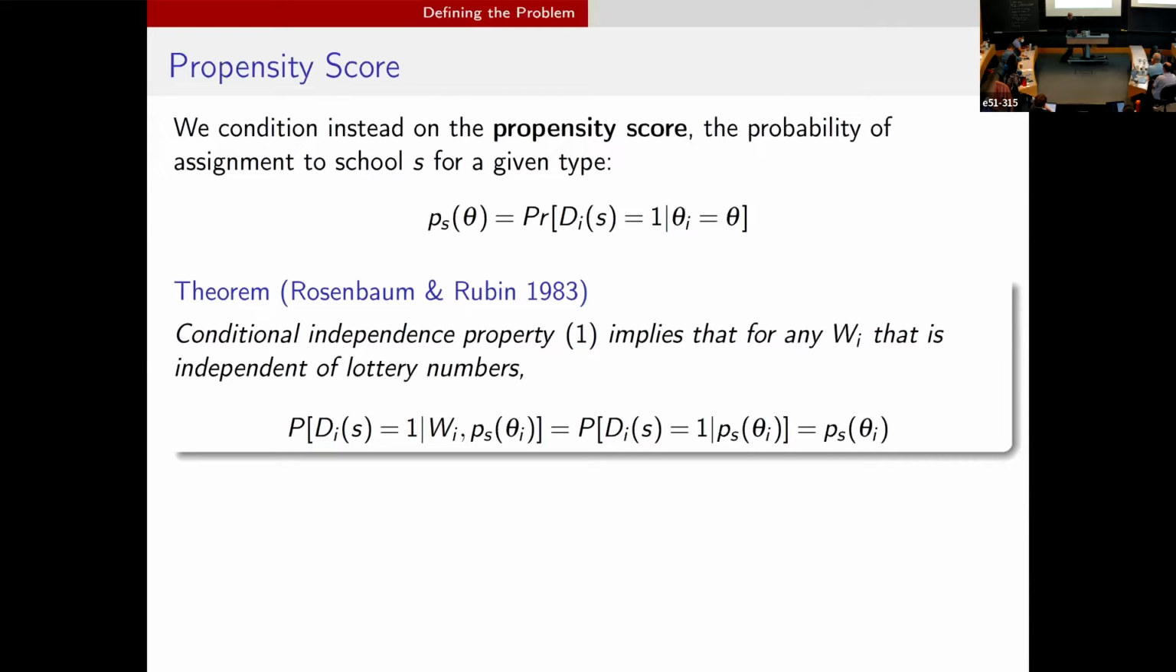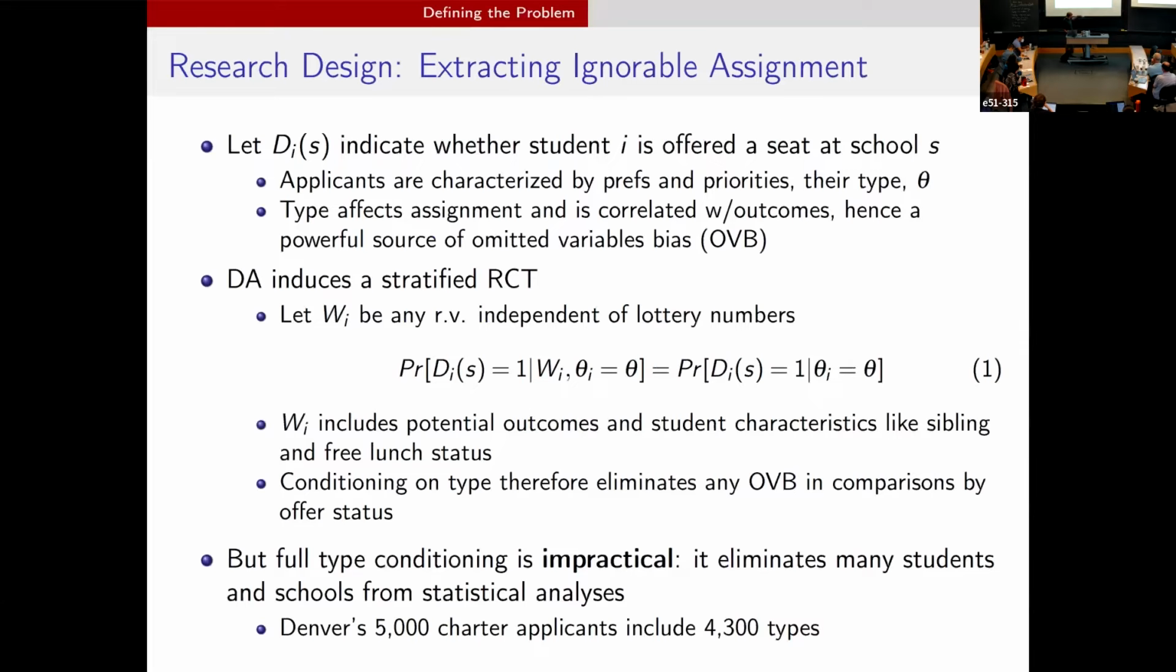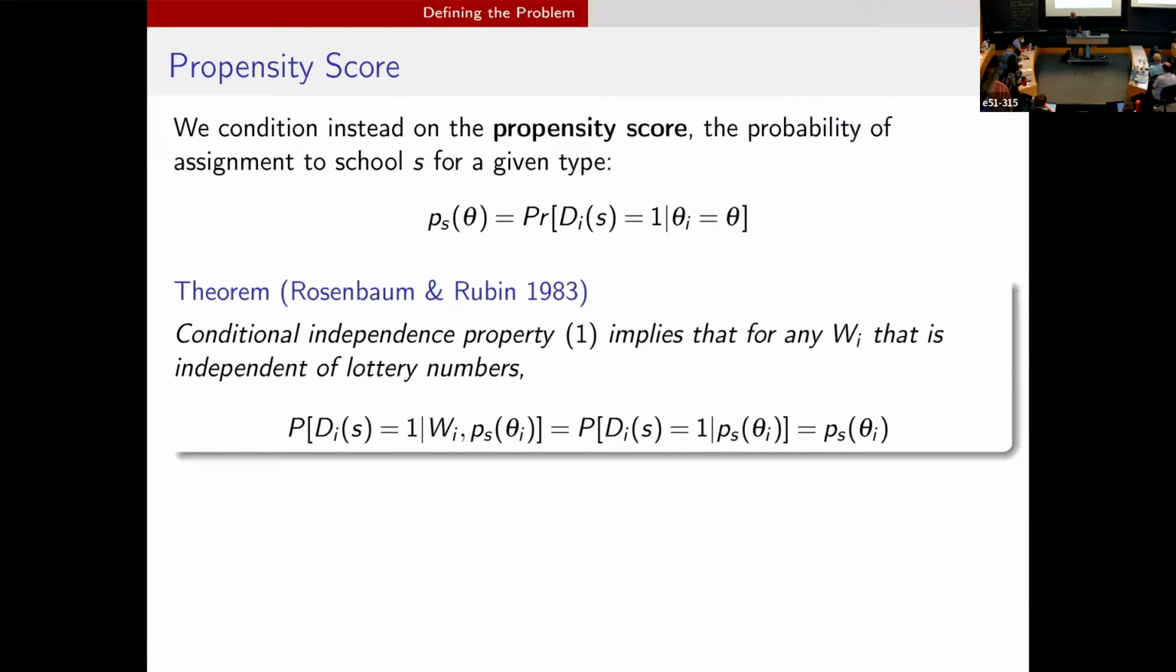And what Rosenbaum and Rubin showed in 1983 is that if we go back to our conditional independence property, or our equal treatment of equals concept, then that property implies that for any WI that's independent of lottery numbers, think baseline characteristics or potential outcomes, the conditional probability of being assigned to school S, conditional on WI and the propensity score, is simply equal to the conditional probability of being assigned to school S, conditional on the propensity score, which in turn is just the propensity score. I have to say this is a deceptively simple result. This is a very powerful result.